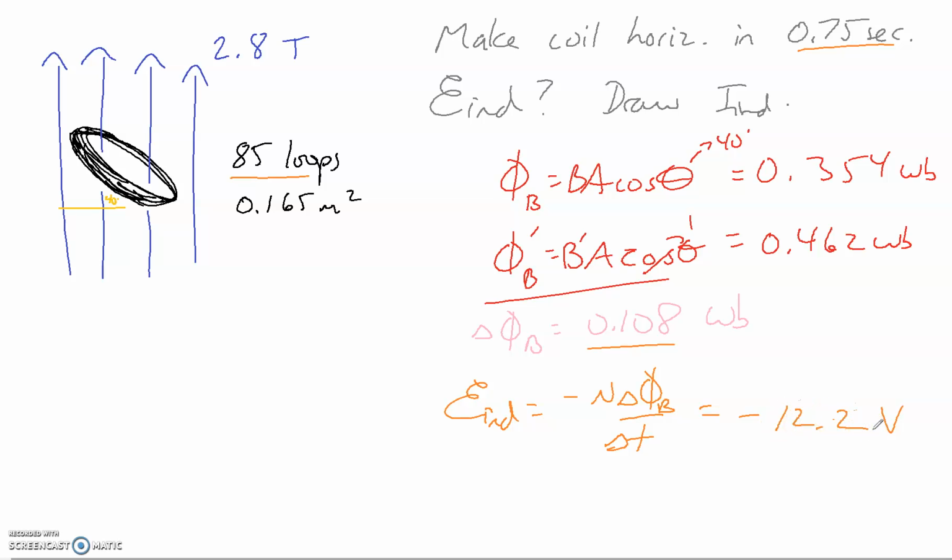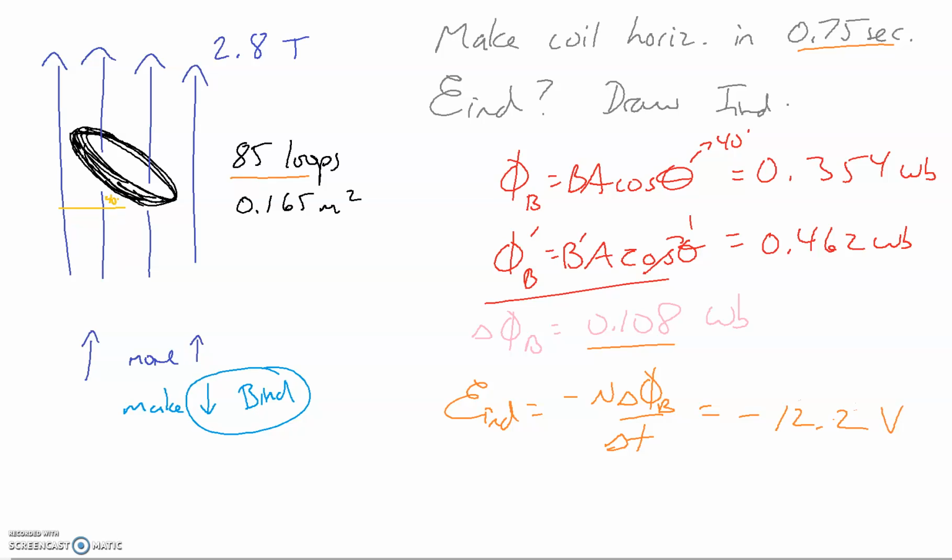All right, so now let's get the induced current. Okay. So right now, when we started the whole thing, there is magnetic field going up through the coil. And when the coil goes flat, it's going to get more going up. So since it's getting more going up, it's going to make magnetic field going down to try and cancel out that change, try and counter it. So the induced magnetic field is going to be going down.